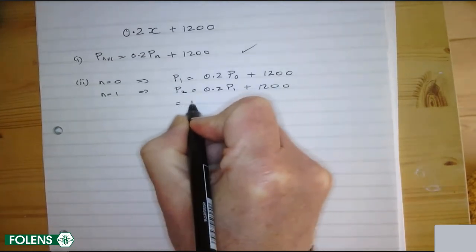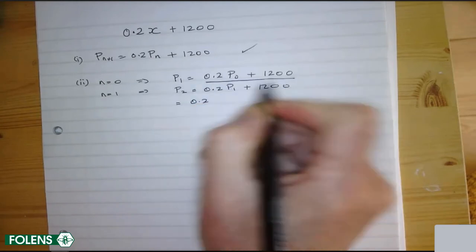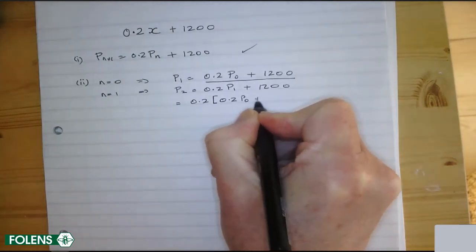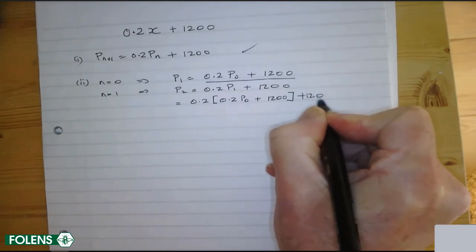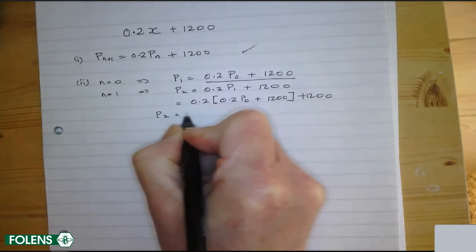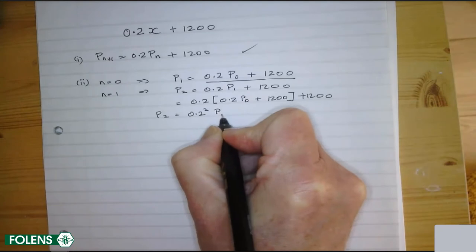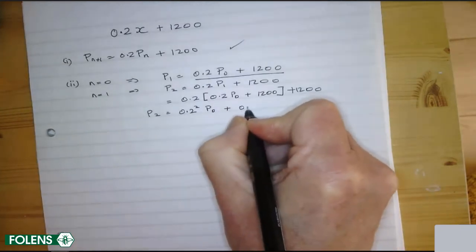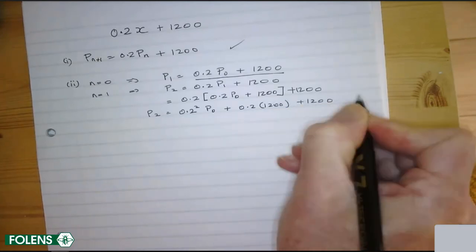And that is equal to 0.2 times P1. I am going to write down the expression I have above for P1, which is 0.2 times P0 plus 1,200. But then there's the extra 1,200 from this line here. So I have that P2 is 0.2 by 0.2. Now, it's very important to write that as 0.2 squared, and 0.2 by 1,200, and 1,200.